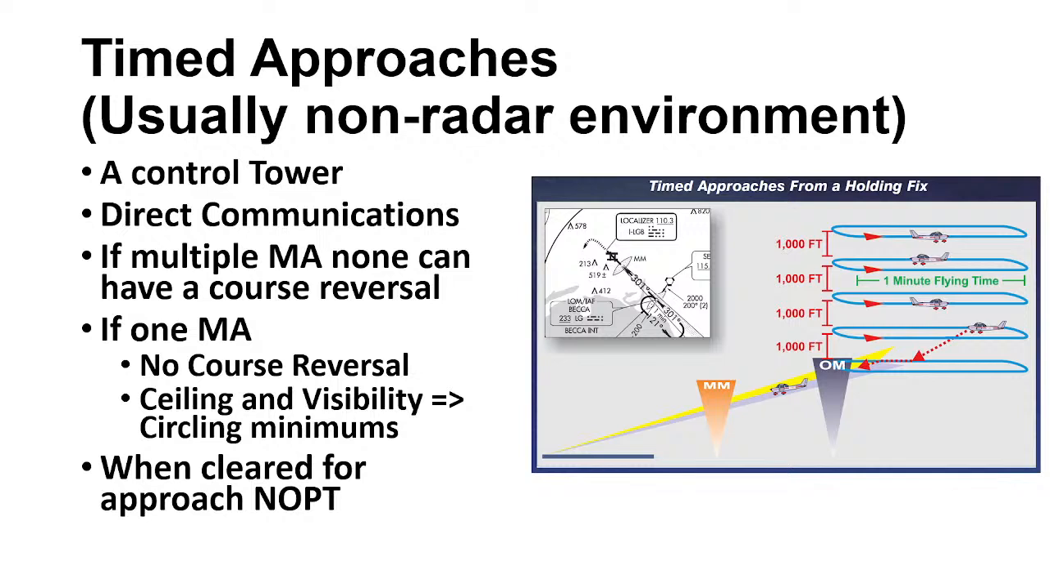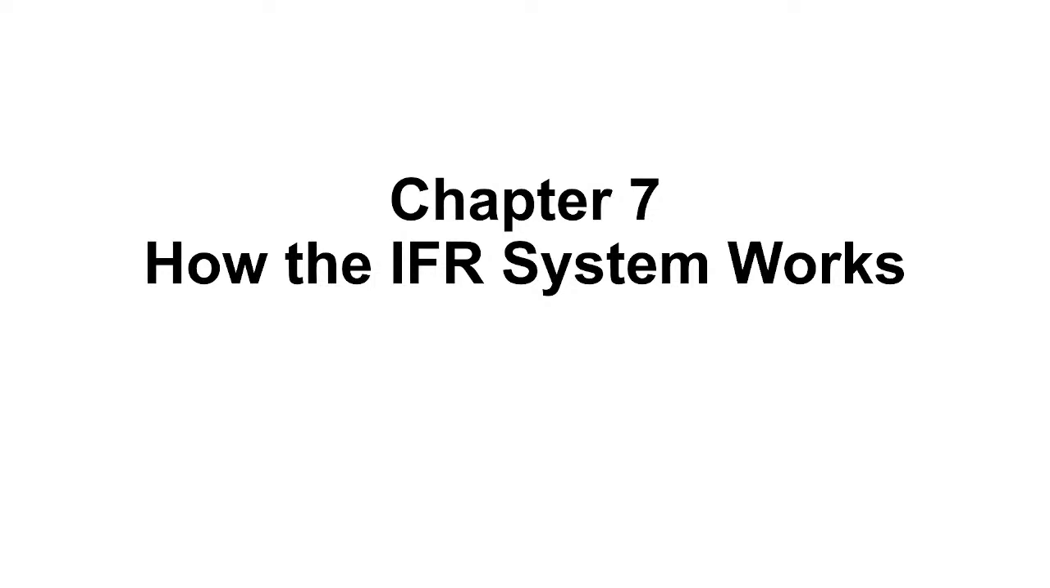We haven't really talked about procedure turns yet. We're going to talk about approaches later. What I'm going to tell you is this is one slide, with a little sidebar in the book. Read it, know it, and then get on Prepware and search for all the questions about timed approaches and know the answers to those questions, because in the actual flying of the airplane, it is highly unlikely you're going to have to do it. That concludes holds. We're going to move into Chapter 7, how the IFR system works.